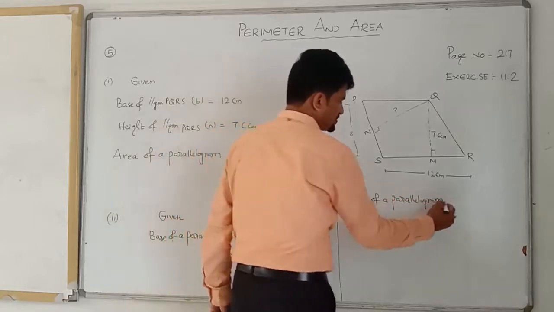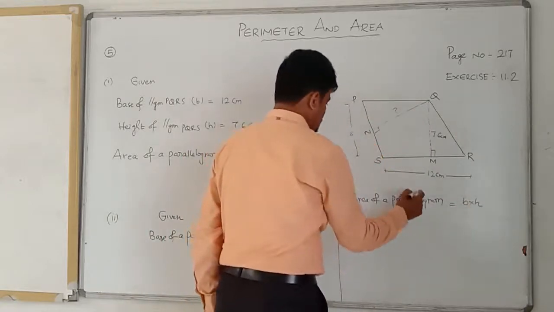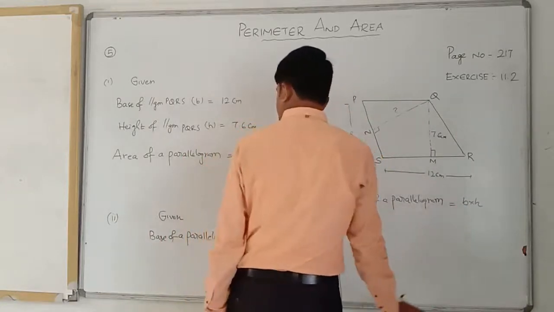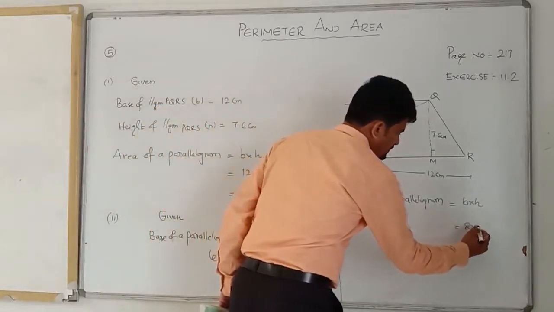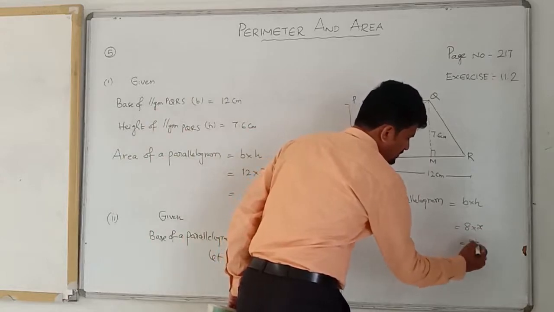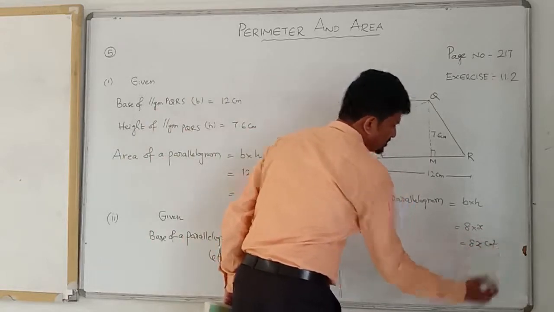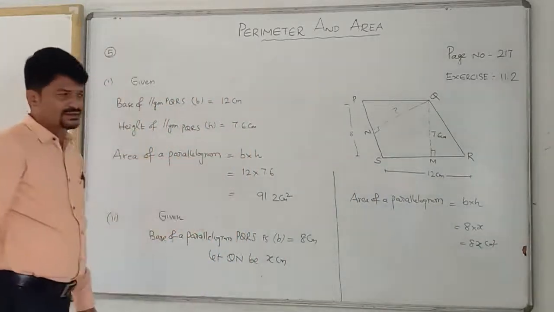Area of parallelogram is equal to the formula base into height. That applies. What is the base here? 8, no? 8 into x, 8x. Sorry. Okay, but the same x we need to find now.